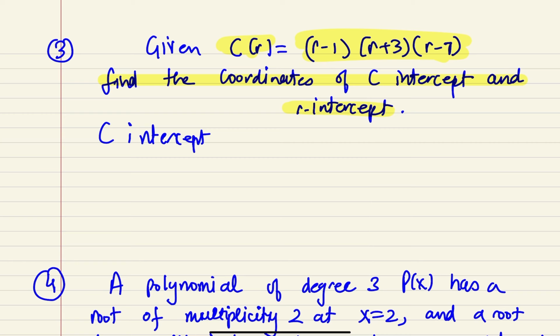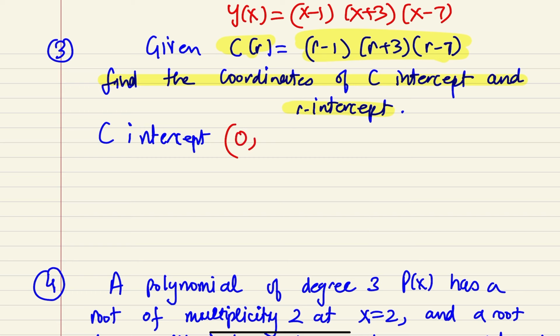And in this case, if you compare it to y of x or f of x, y is being replaced by c and x is being replaced by r. So if it was written in terms of y of x, it would have been x minus 1, x plus 3, and x minus 7, but we are writing it in terms of r. So the c-intercept is going to have the x coordinate, or the r coordinate, as 0. So it's going to be 0 comma something, and 0 comma what?